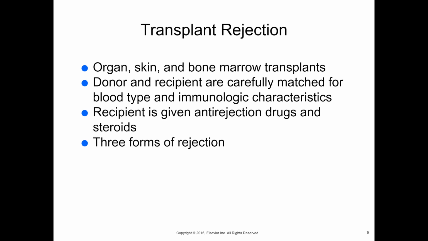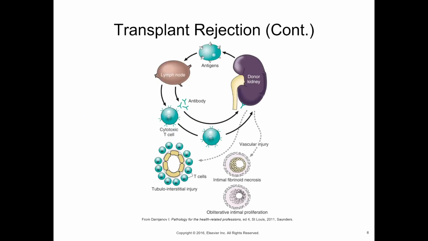Because realistically, any damage to the new organ is typically fatal, which is why you typically need a transplant in the first place, because you can't live without that organ. This is just a quick diagram highlighting the problems with transplant rejection.